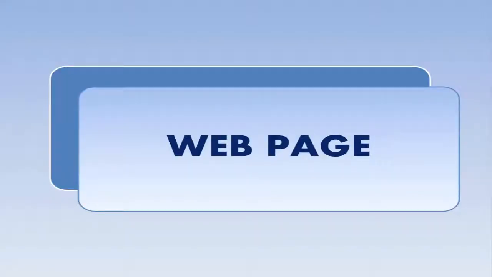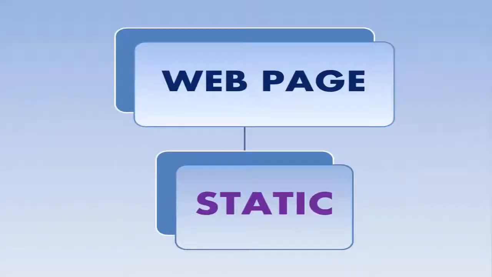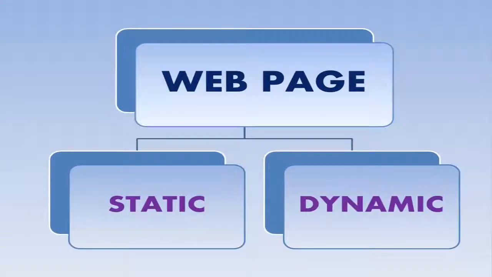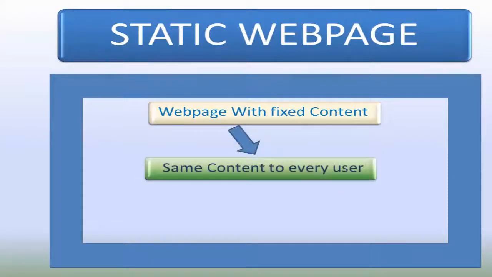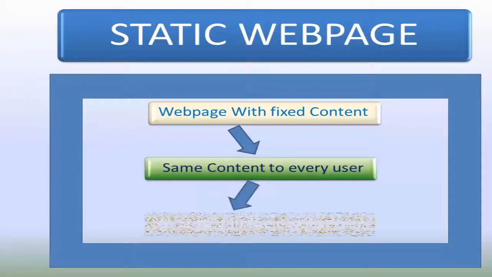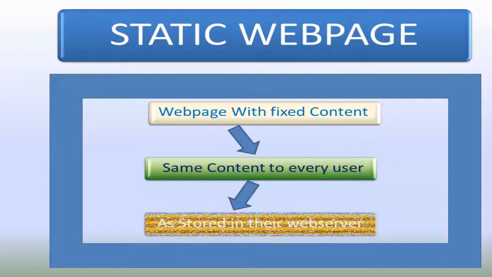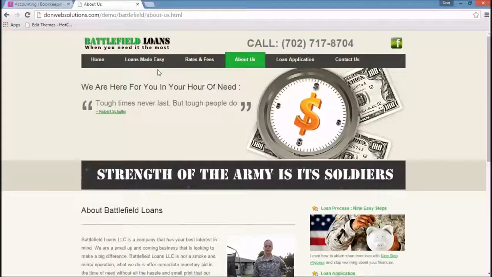The major types of web pages are static web pages and dynamic web pages. A static web page is a web page with fixed content, delivering the same content to every user exactly as stored on the web server. A static web page cannot be changed by cursor or keyboard during runtime.